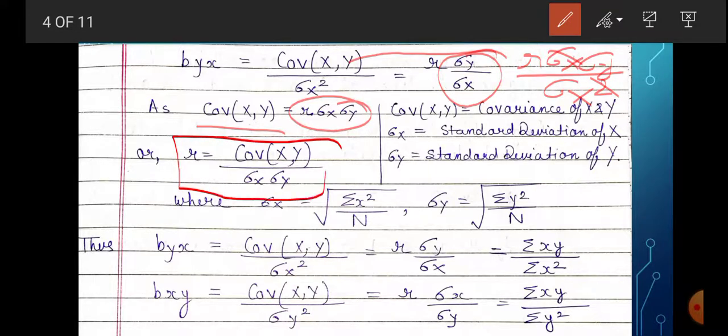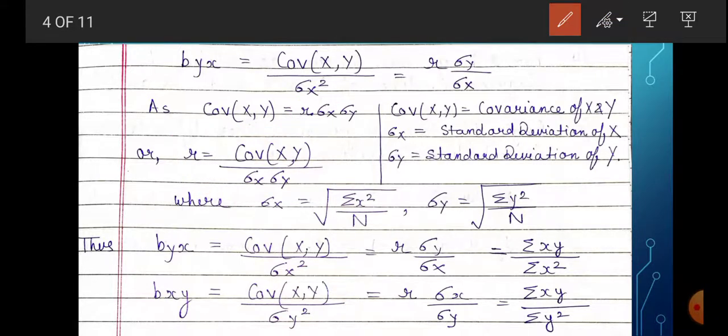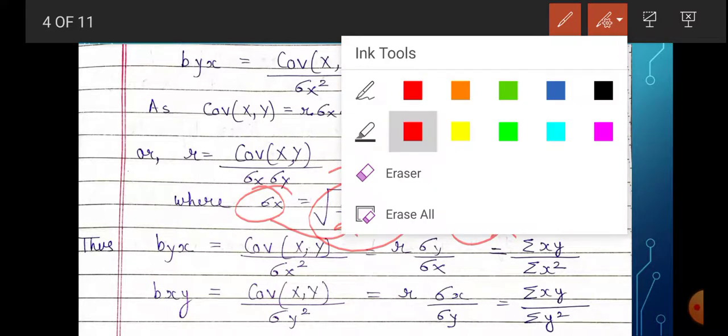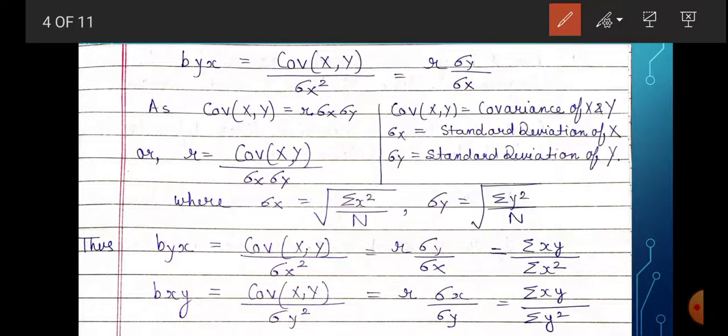So r is covariance of xy divided by sigma x sigma y, and as I have discussed earlier, sigma x is standard deviation, which can be represented by this for individual data. Sigma y is the standard deviation of y, so this can be represented as this. This formula is applicable only for individual data. If it is discrete data or continuous data, then f is also multiplied, the frequency.